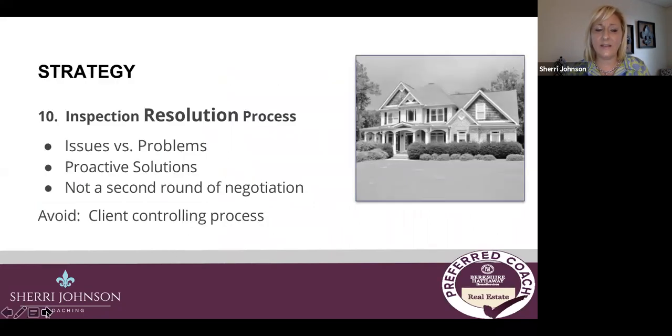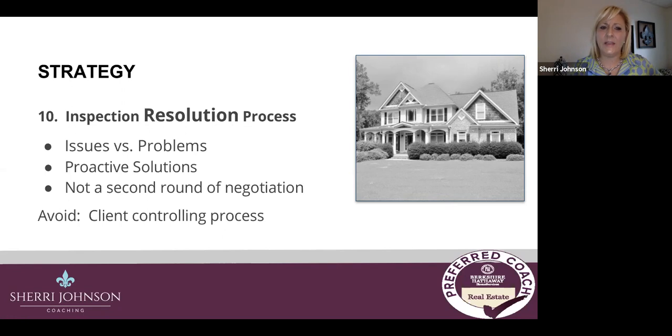Number 10 is inspection resolution process. So this is saving a contract, right? So saving the deal while under contract. I wish I had like 3 hours right now. We could talk about all the different ways that we can do that. We cover that in all of our modules, but I will cover a few things right now that you can do to save a deal that's under contract from falling apart, okay?